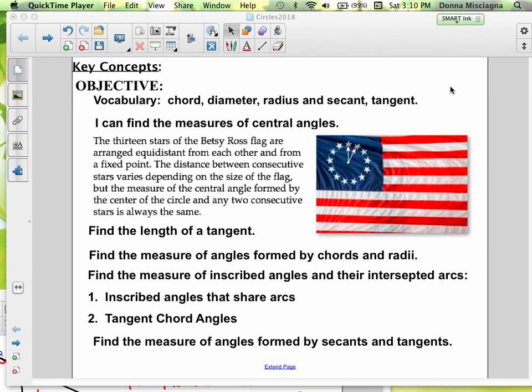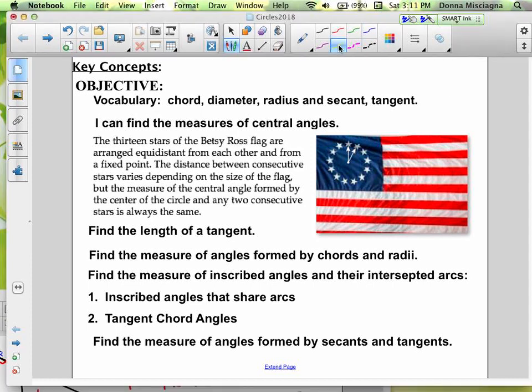For instance, the 13 stars of the Betsy Ross flag are arranged equidistant from each other and from a fixed point. The distance between consecutive stars varies depending on the size of the flag, but the measure of the central angle formed by the center of the circle and any two consecutive stars is always the same. So distance will change if the size of the flag changes, but the amount of turn, and an angle is the amount of turn, that won't change.